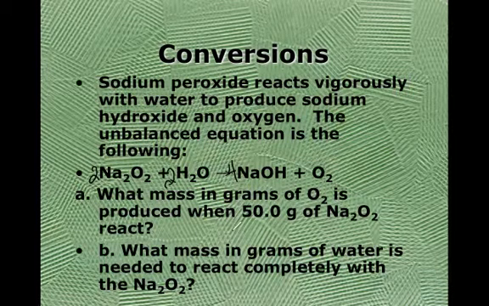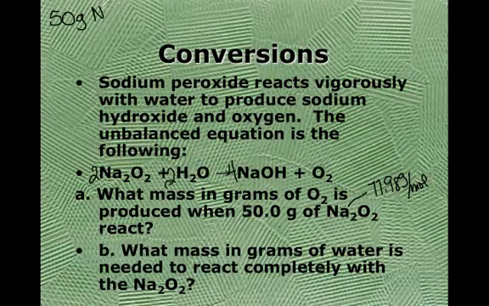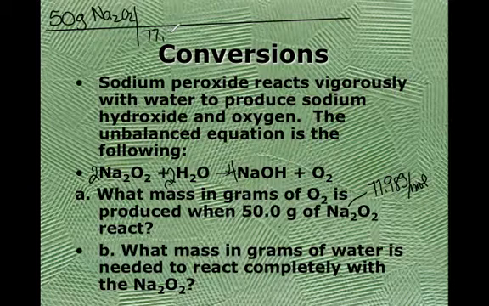Okay, I want the people on my right to do A. People on my left, you have B. So first group, you start with 50 grams of Na2O2, right? Then convert that to moles using your molar mass, 77.98 grams of Na2O2 to 1 mole. Whatever you get from the periodic table is always the mass of 1 mole of that substance.